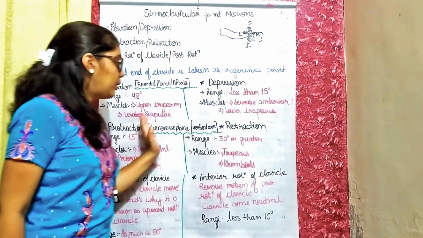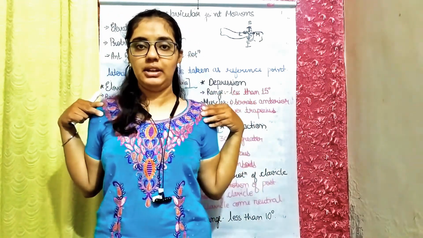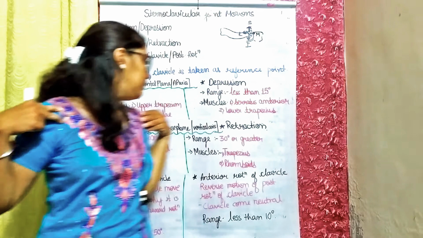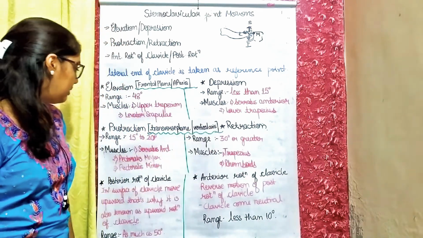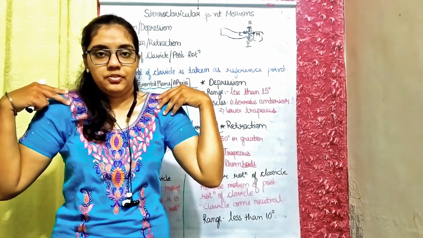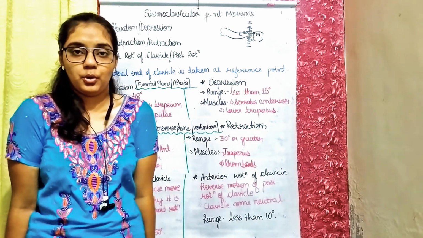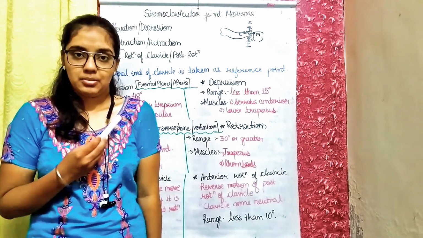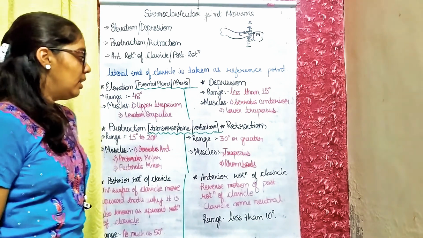The next two movements are protraction and retraction. These two movements occur in the transverse plane and vertical axis. The range of motion of protraction is 15 to 20 degrees, and the muscles responsible for protraction are pectoralis major, pectoralis minor, and serratus anterior.